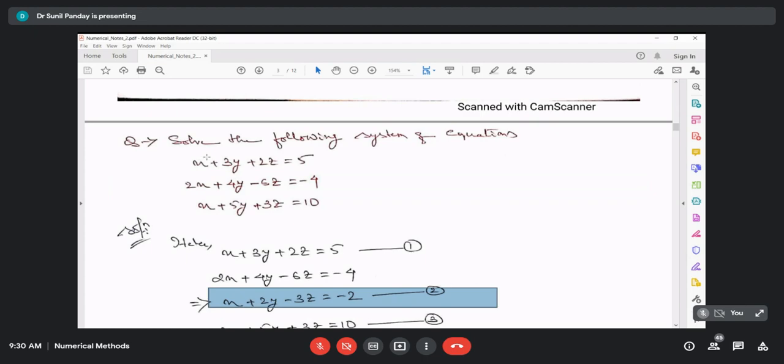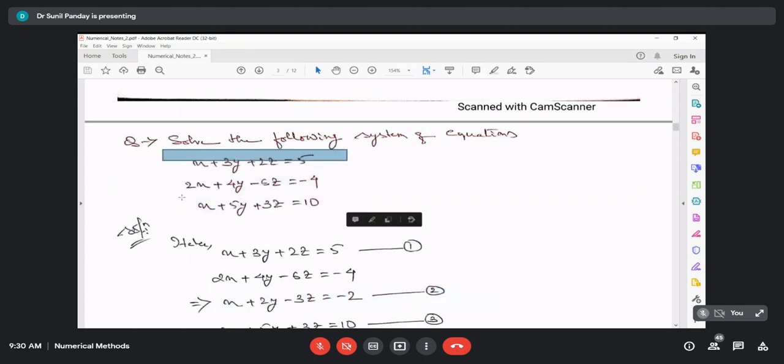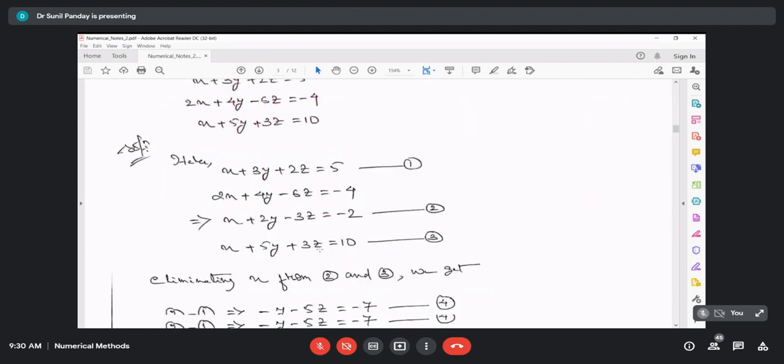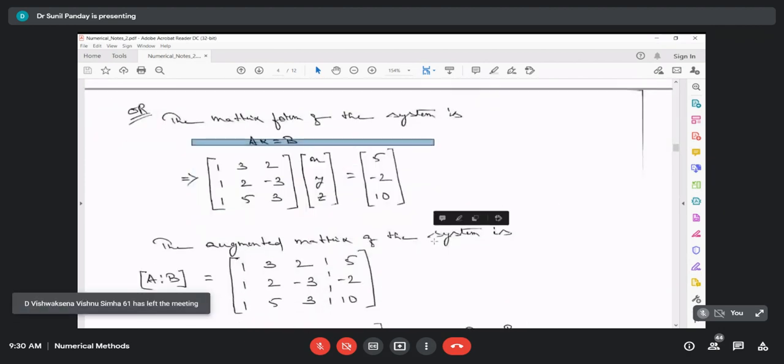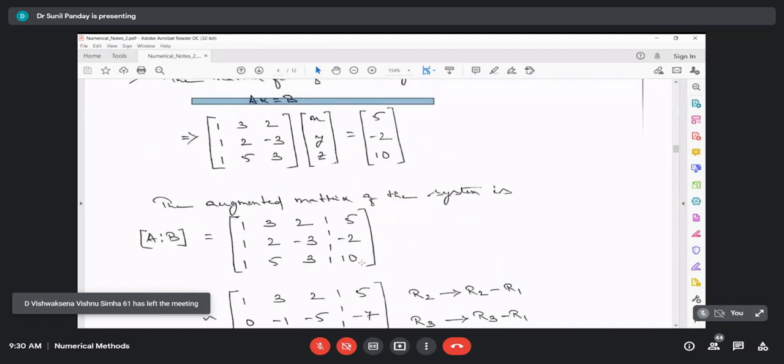So the matrix equation corresponding to this system of equations is 1 3 2, 1 2 minus 3, and 1 5 3, and this D matrix is 5, minus 2, 10. Now you use your elementary row operations to make 0 here.